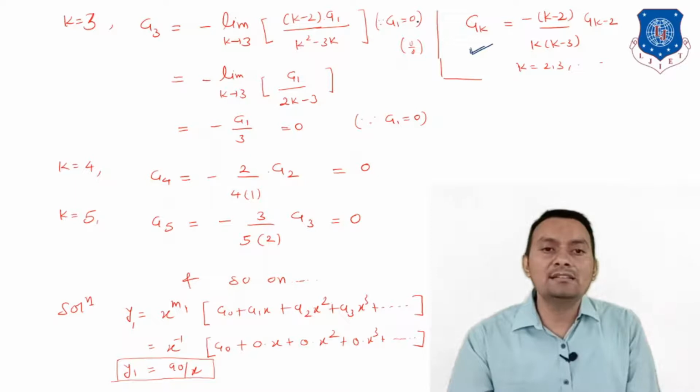But we know that a1 is nothing but 0. So 0 divided by this, when k is equal to 3, is going to be a 0 by 0 form. So what we will apply is the indeterminate forms. So just take its derivative with respect to k. So what I will get is a1 divided by 2k minus 3.